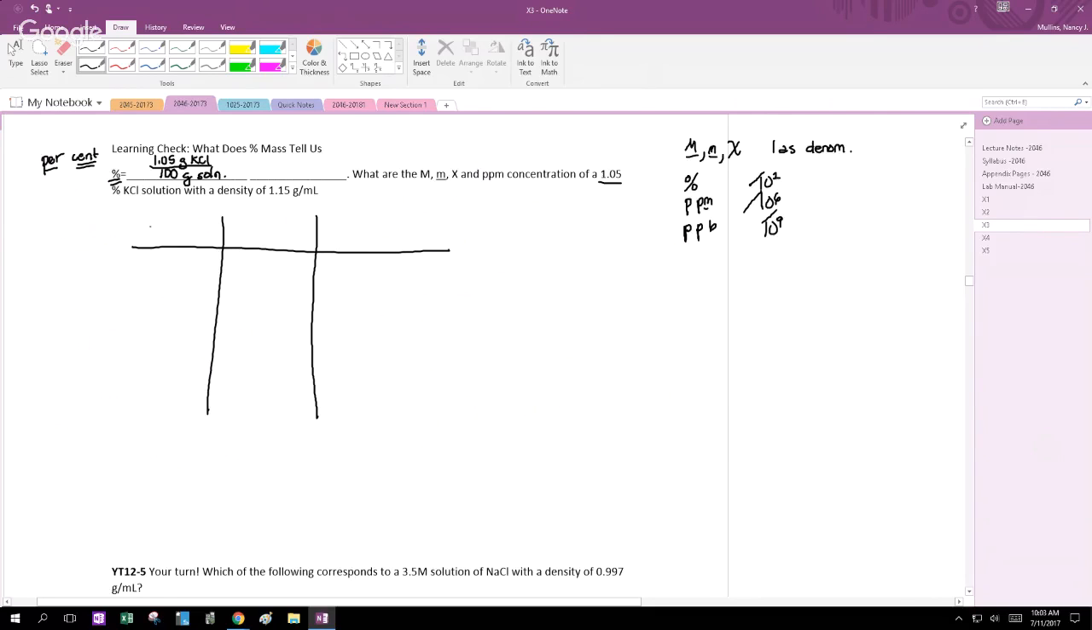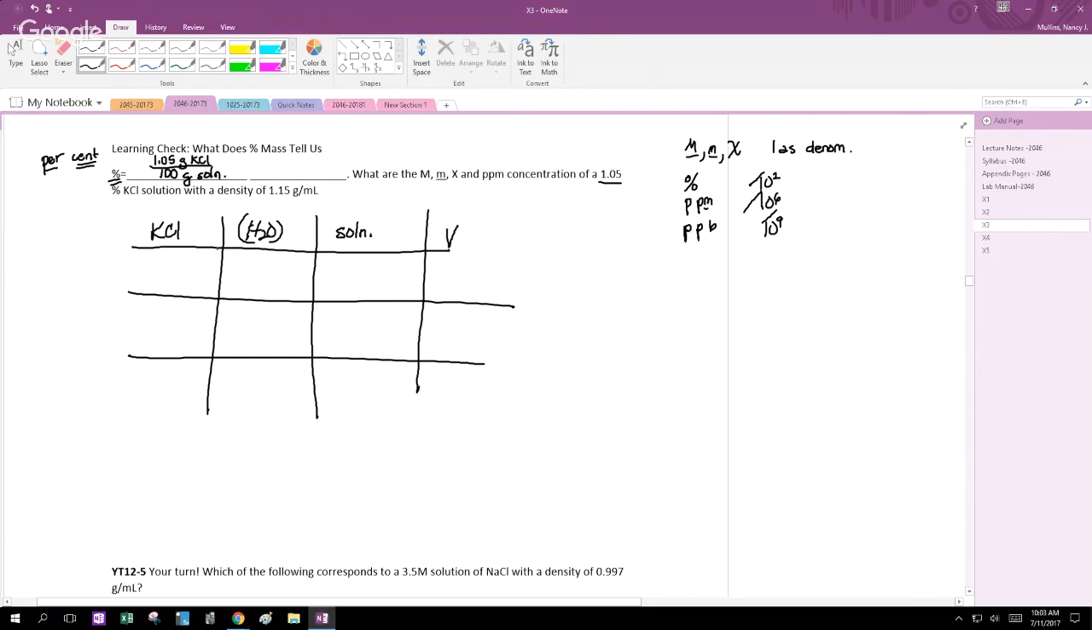So when I'm given a percent of KCl, presumably in water, it's important to recognize what they've given you. A percent means any percentage they've given you is based on a 100 denominator. So I've got 1.05 grams of this and 100 grams of that.